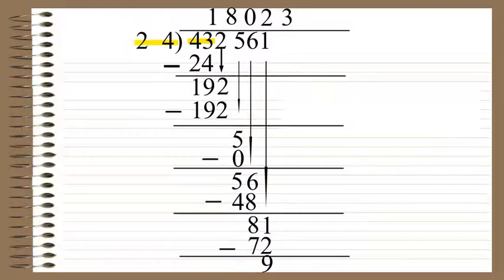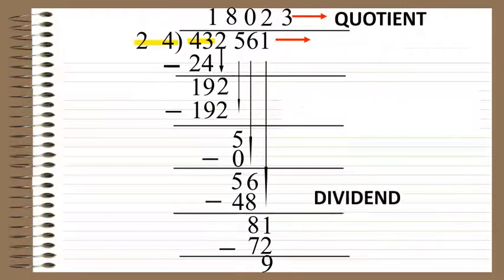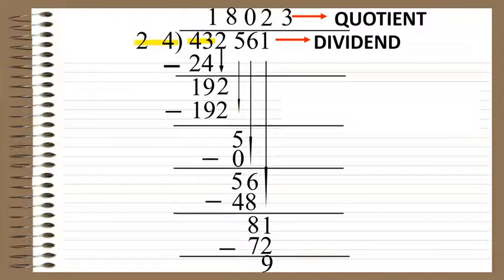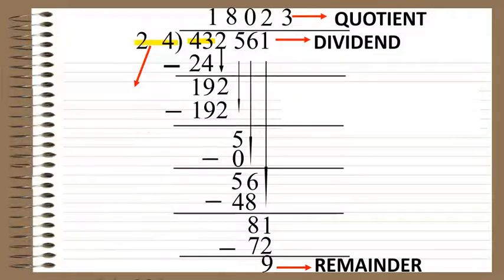So here I just want to tell you this as well, that in this question, this 18,023 is called the quotient or the answer of a division question. This is called the dividend, the number which we are dividing. The number which is left at the end is called the remainder. And the number by which we have divided the given number is called the divisor.